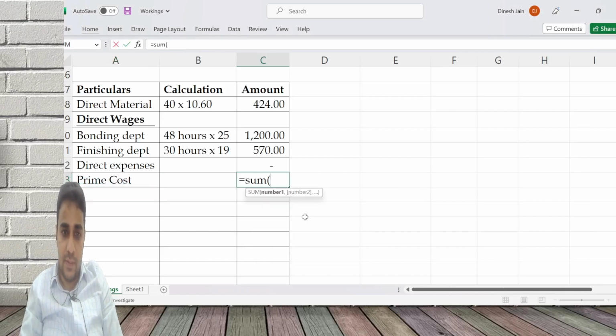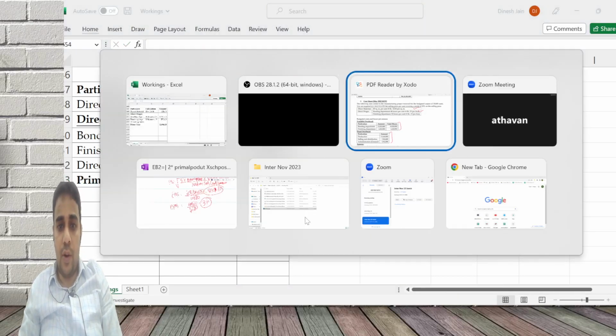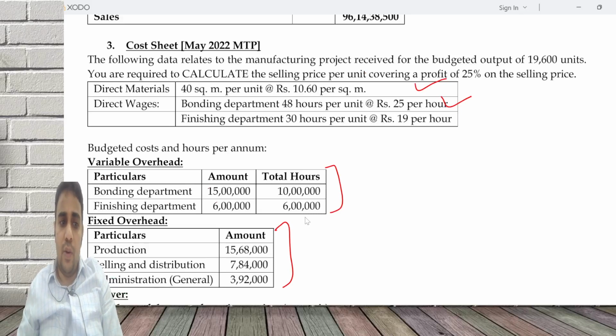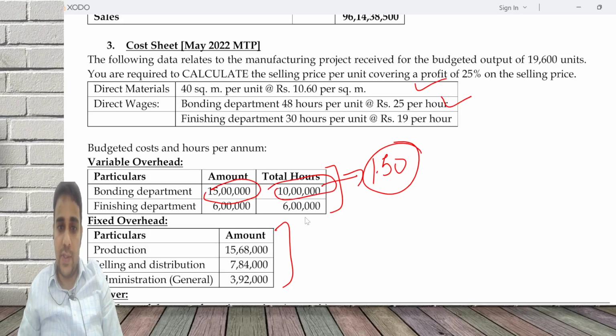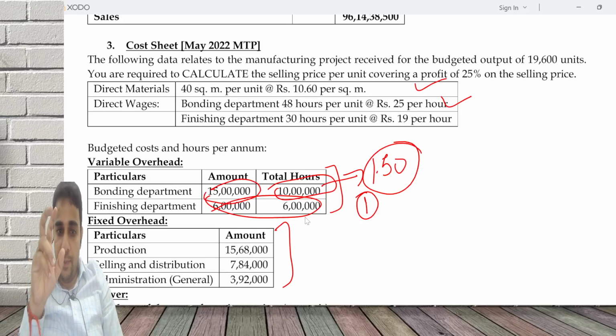Prime cost. This is per unit. All this is per unit. Variable overhead is basically 15 lakh for 10 lakh hours. So I can say 1 rupee 50 paise per hour. This is called the overhead absorption rate. In our overheads chapter, we would have done the overhead absorption rate. 1 rupee 50 paise is the OAR. And here the OAR is 1: 6 lakh divided by 6 lakh. Bonding department variable overhead is 1 rupee 50 paise and finishing department is 1 rupee per hour.